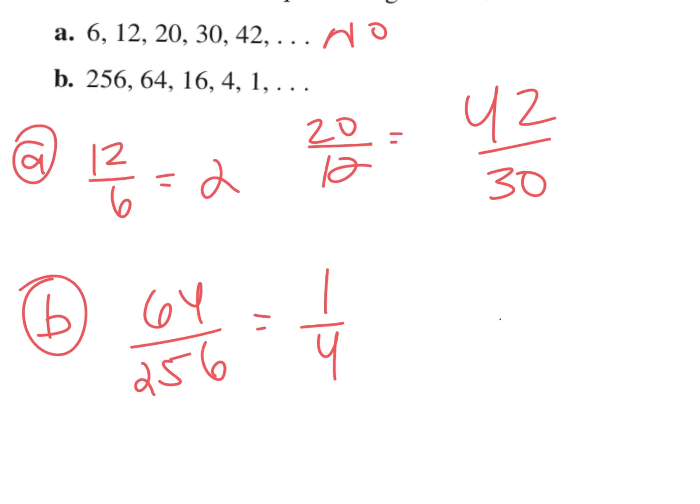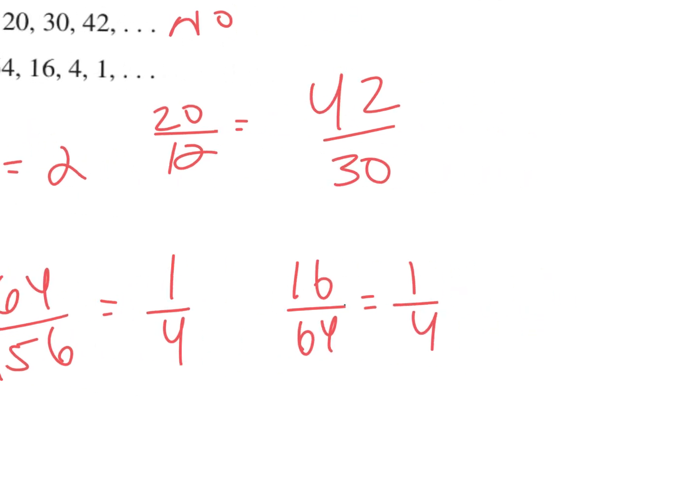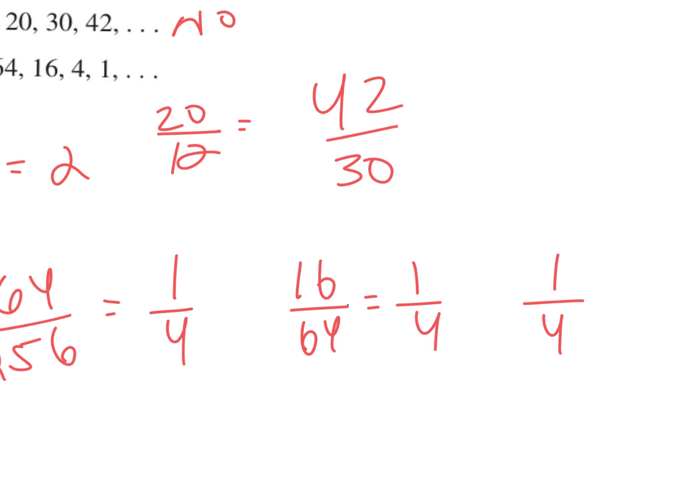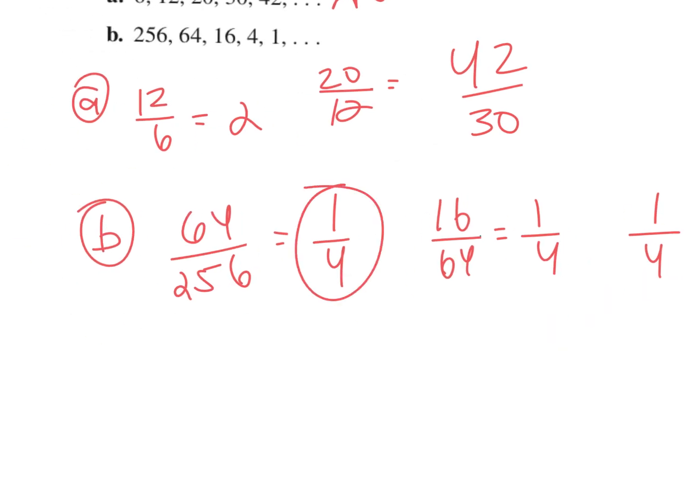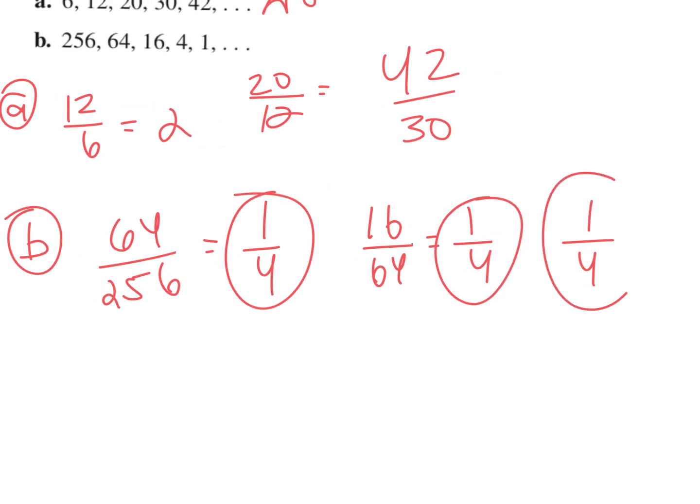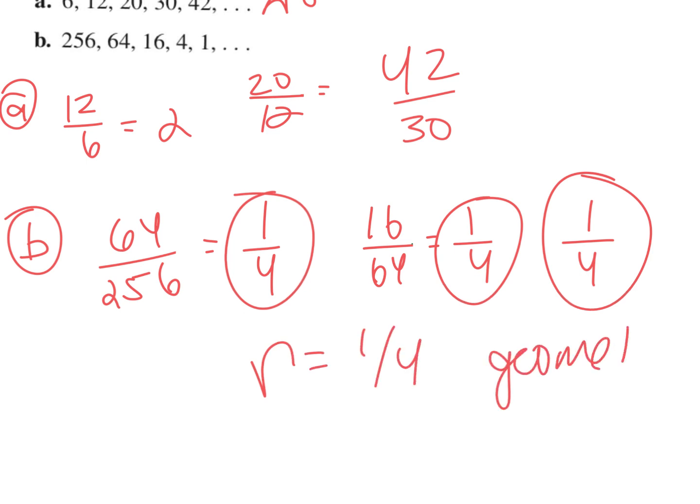So let's try another one. Let's take 16 and divide it by the term in front of it. What's 16 divided by 64? 1/4. What's 1 divided by the term in front of it? 1/4. So is this a geometric sequence? Yes, because every single time, what are you doing? You're multiplying by 1/4. So your common ratio here is 1/4.